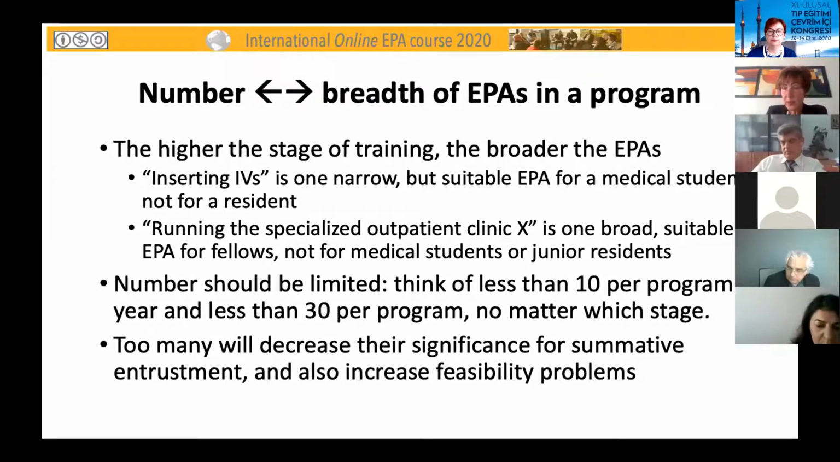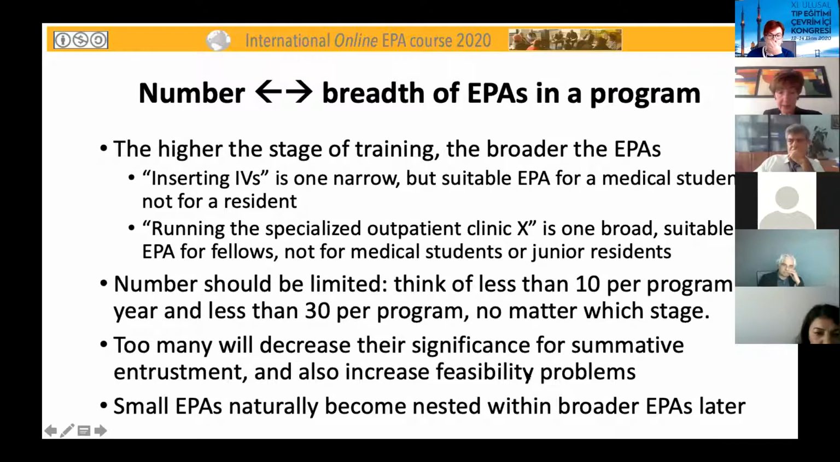You just have to realize when you're going to develop EPAs that too many EPAs will decrease their significance for summative entrustment and also increase feasibility problems. It's the same as with the competencies. If you break them down to 700 competencies, you cannot work with them anymore. So you have to make a balance between the number and breadth of the EPAs, how that can be done in clinical practice. And you have to realize that small EPAs naturally become nested within broader EPAs later.